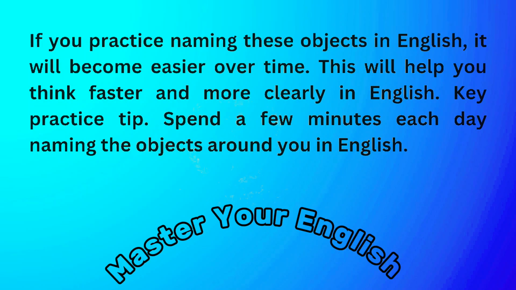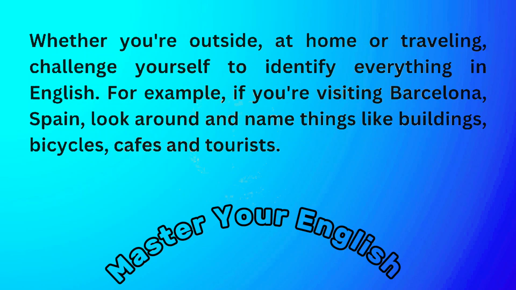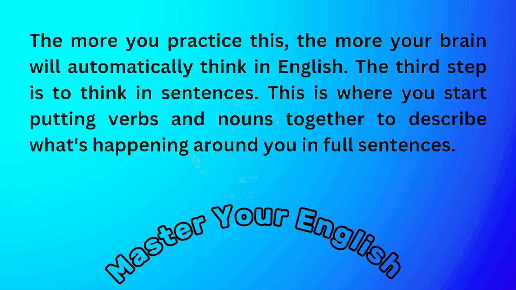Key practice tip: spend a few minutes each day naming the objects around you in English. Whether you're outside, at home, or traveling, challenge yourself to identify everything in English. For example, if you're visiting Barcelona, Spain, look around and name things like buildings, bicycles, cafes, and tourists. The more you practice this, the more your brain will automatically think in English.